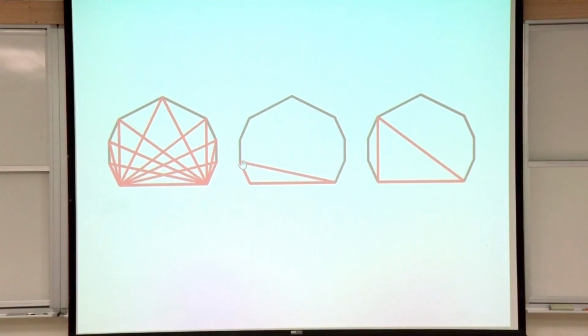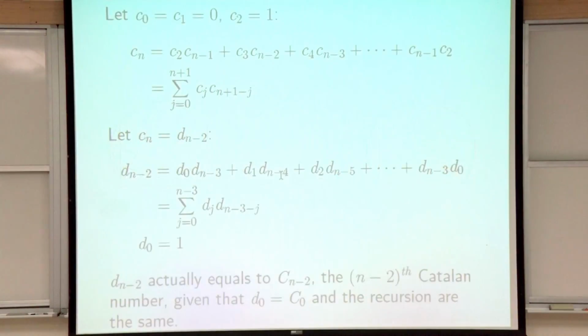And for this part, it's equal to the number of ways to divide this line into triangles, which we let be 1, and the number of possible ways to divide this into triangles. So we can get this recurrence relation, where Cn is equal to C2 times Cn minus 1 plus C3 times Cn minus 2 all the way up to Cn minus 1 times C2, which can be written in this form, the sum over j from 0 to n minus n plus 1, of Cj times Cn minus n plus 1 minus j.